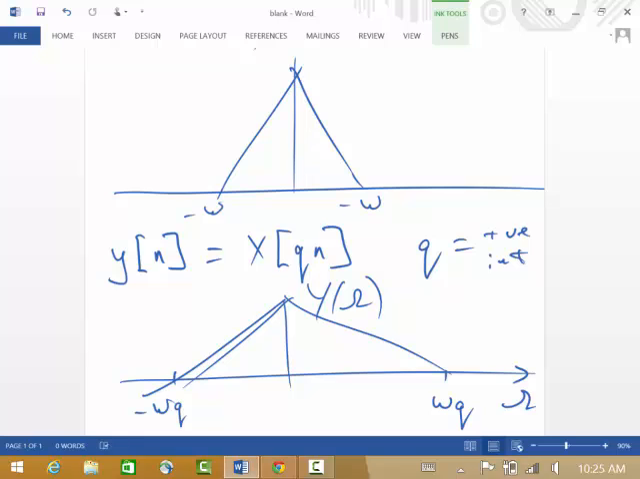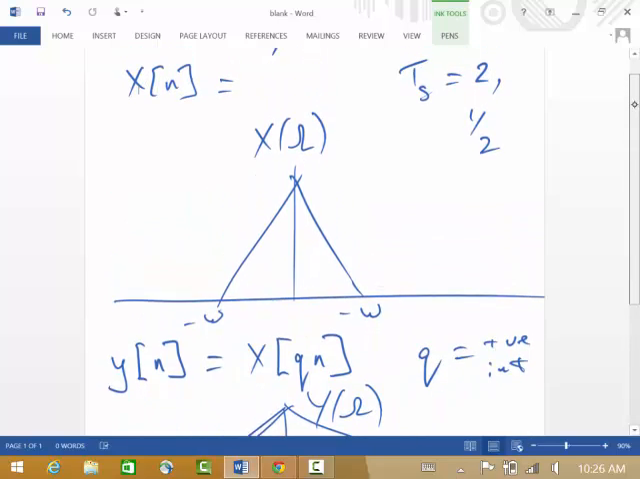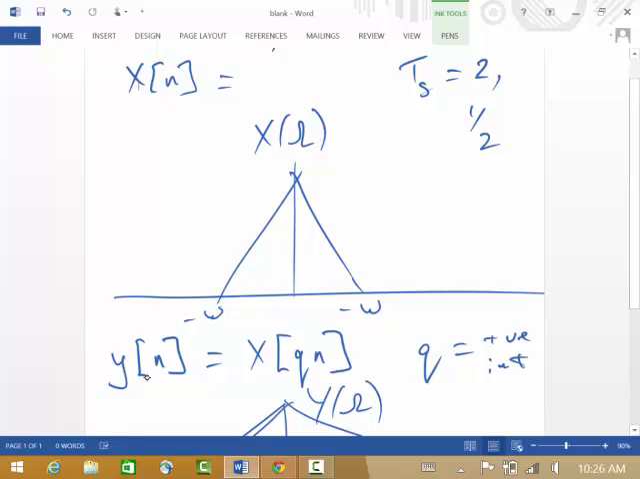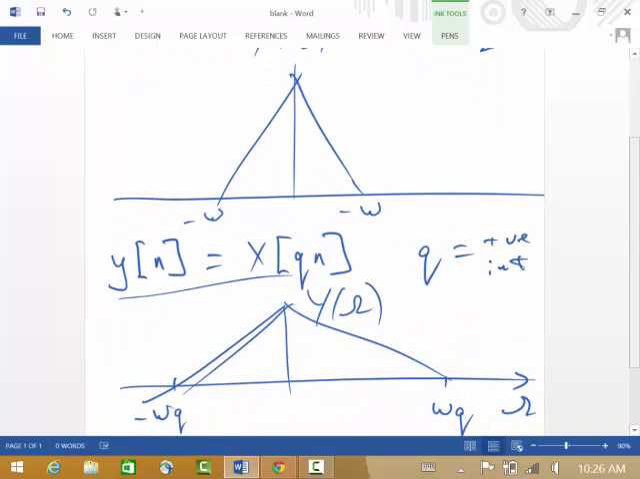So, okay, it's kind of obvious, I think, that if you change from this x of n to this y of n, you're sampling less often, so frequencies seem higher. So you're still operating in a range minus pi to pi, but the meaning of pi has changed, if you see what I mean. Okay?